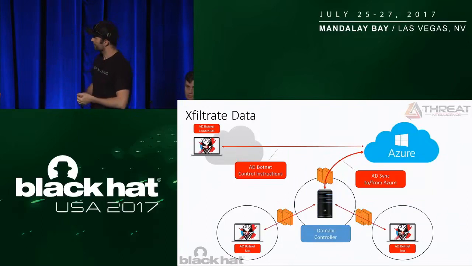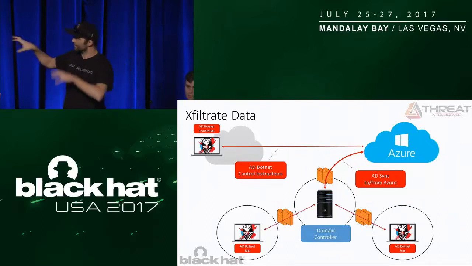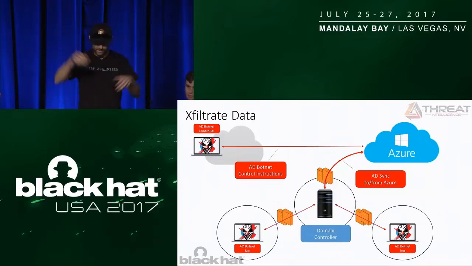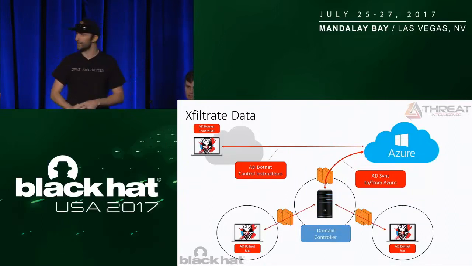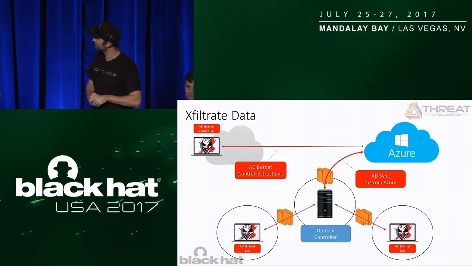This is just a graphical representation of that. You can see that the bots can communicate with the domain controller, and it sends the data out via Azure. And then the attacker, the pretty guy in the top left-hand corner there, can connect to Graph API and pull that out.